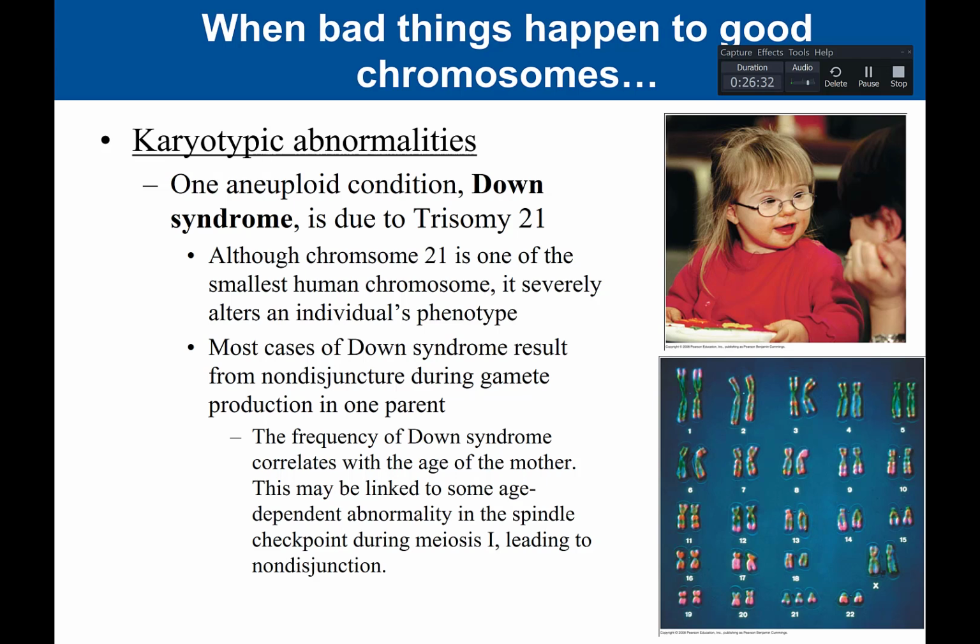However, if those eggs have been sitting for a long time in a state of not dividing, sometimes it's more difficult to activate them properly and nondisjunction occurs. And so the age of the mother seems to have a greater effect on the incidence of Down syndrome than the age of the father. The age of the father tends not to play as big of a role.